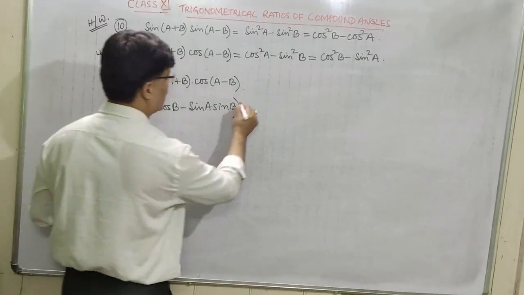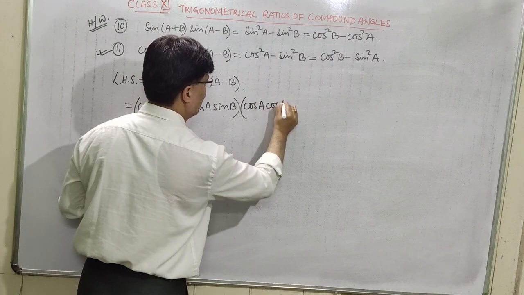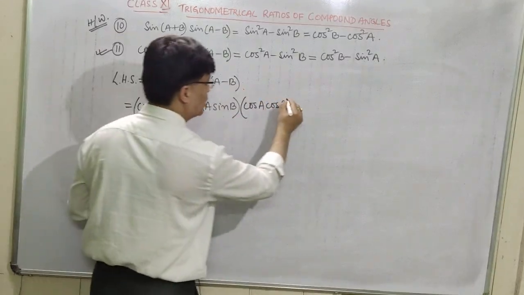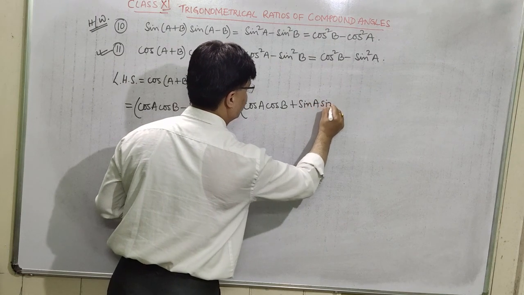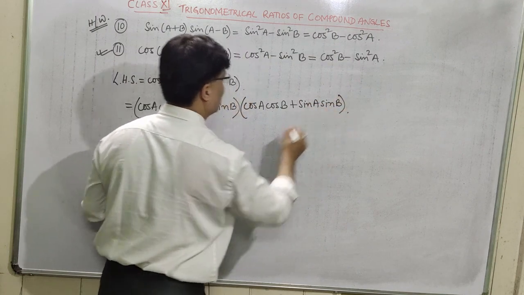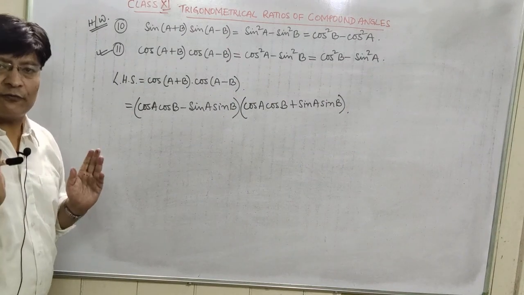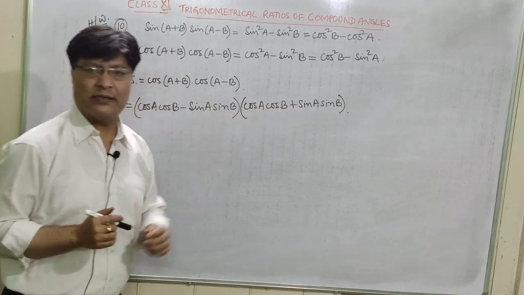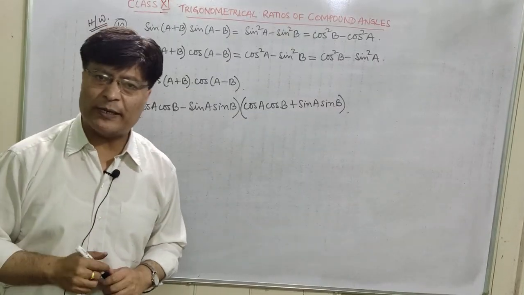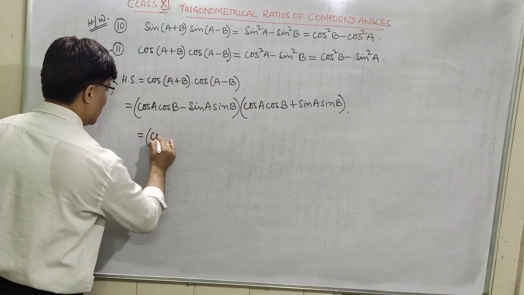What is the formula for cos of A minus B? It is cos A cos B. If it is minus sign, you should write a plus. It is sine A sine B. Is that clear to all of you? So now again, which formula is used from algebra? A minus B into A plus B. What is A minus B into A plus B? A square minus B square. So what is A whole square here?